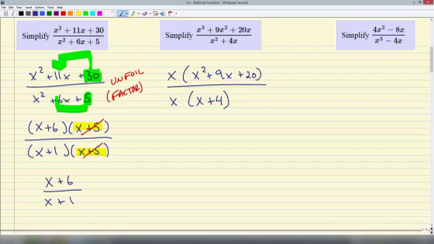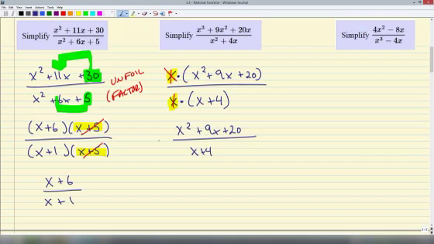And can I cancel these 2 x's? Yes, you can. Why? Because they're multiplied. Because they're multiplied by this thing. Yeah, this is x times and x times. And so that means these 2 x's can be canceled. So we're going to cancel them out. All right, so that's going to leave us with x squared plus 9x plus 20 divided by x plus 4.